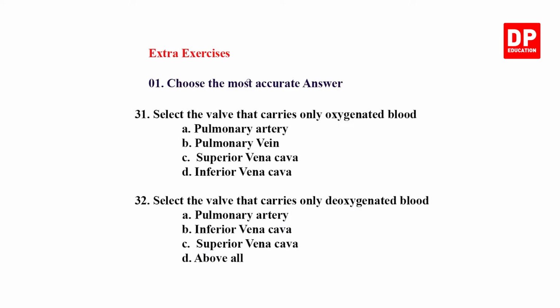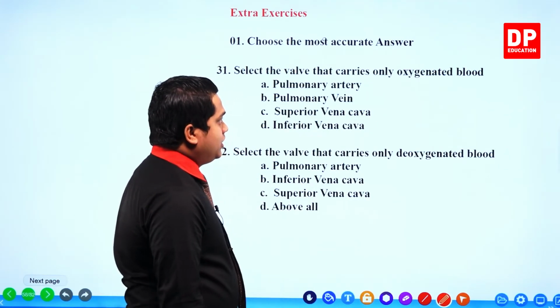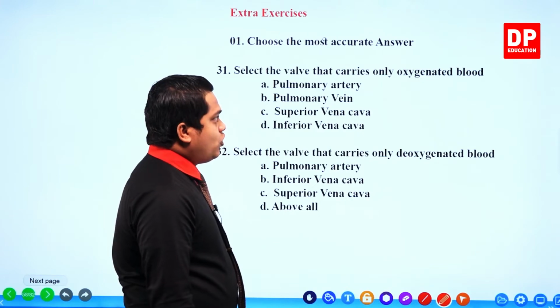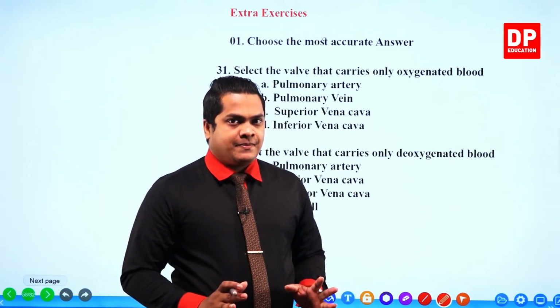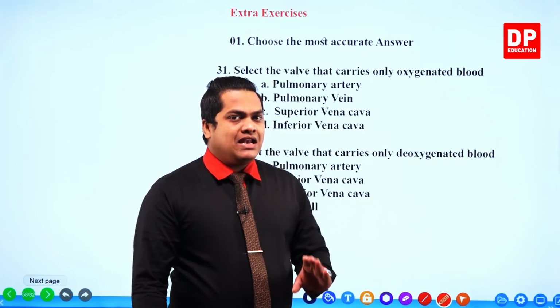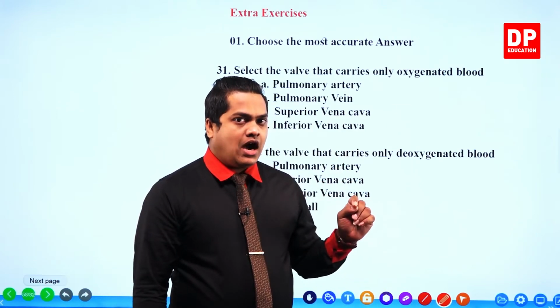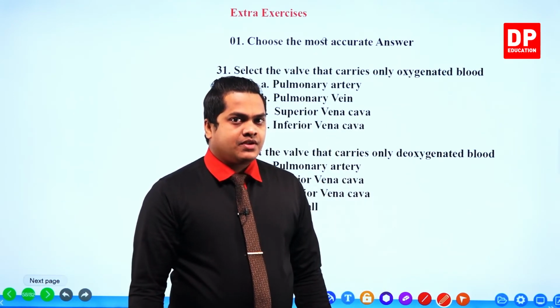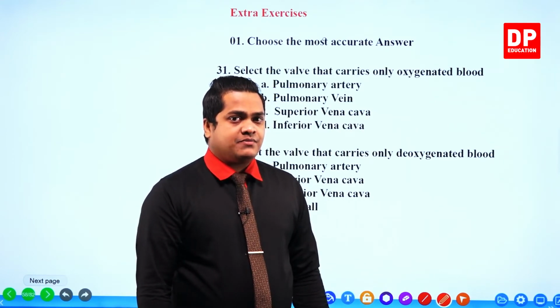Question number 31. Select the vessel that carries only oxygenated blood. Oxygenated blood is usually carried by arteries. There is an exception, the pulmonary vein, which takes blood towards the heart from the lungs. The pulmonary vein is the only exception that carries oxygenated blood.